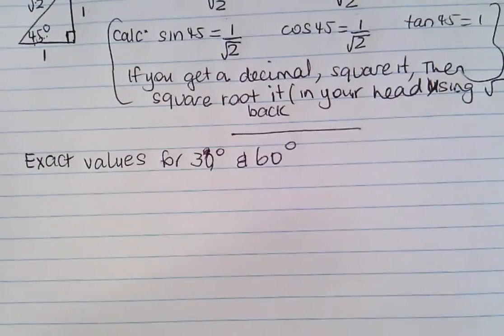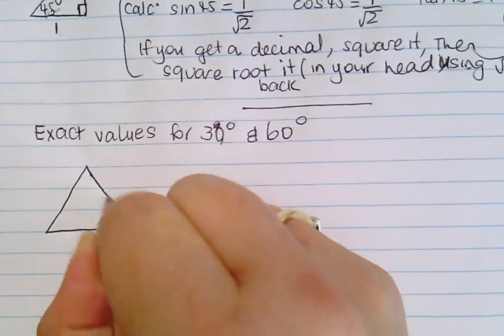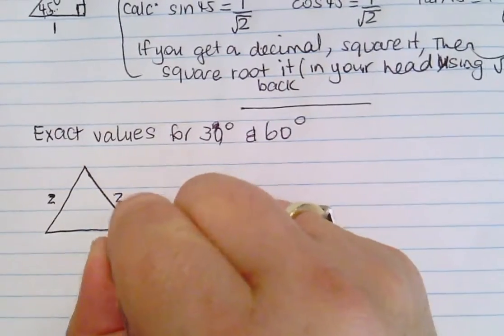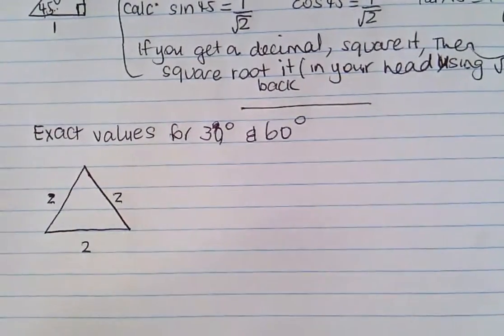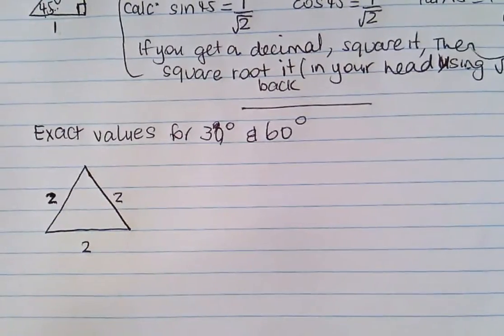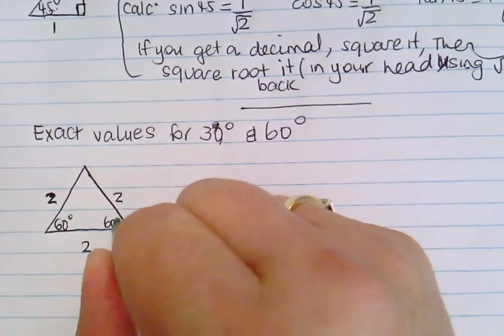Exact values for 30 degrees and 60 degrees. They are done together in a triangle with side length 2. All right, so I'll show you how we do it. Equilateral triangle, side length 2, right? Tell me about the angles in that triangle. 60, good, 60.